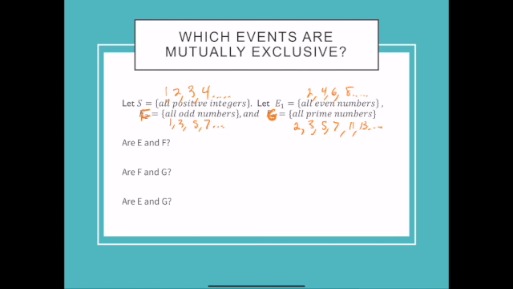Okay, so are E and F mutually exclusive? Are all even numbers and all odd numbers mutually exclusive? Yes, there is no number that is both even and odd. What about F and G? All odd numbers and all prime numbers. Are F and G mutually exclusive? No, right? Except for 2. Oh, I gave something away, darn it. Except for 2, all the odd numbers are prime. And what about all even numbers and all prime numbers? Well, those intersect at 2. So these are not mutually exclusive.